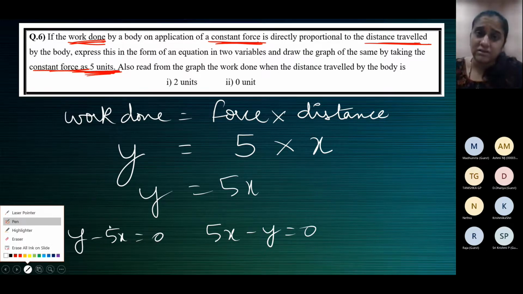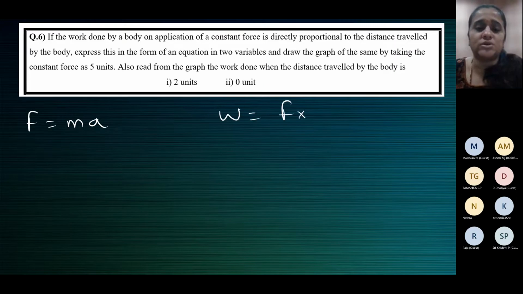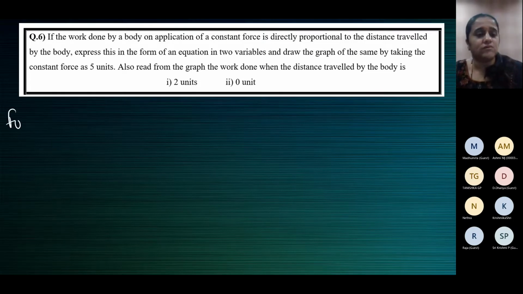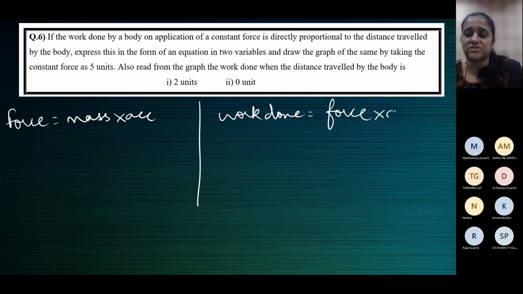And then, like in the earlier question, the information was about force, mass, and acceleration. The mass of the body was given to you. In the earlier question it was force is equal to mass into acceleration. Here it is work done is equal to force into displacement or distance.